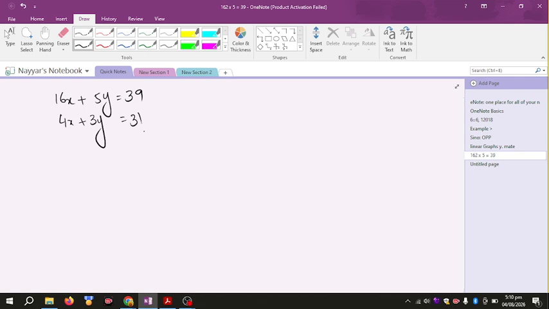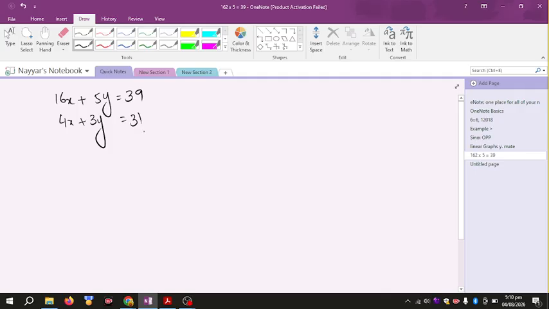Here you can see that we have simultaneous equations, and we have to solve them. The method I am going to use is the elimination method. We are going to solve this question with the elimination method. As you know, in the elimination method we have to eliminate one variable to find out the value of the other variable.